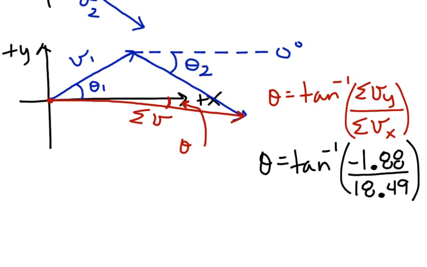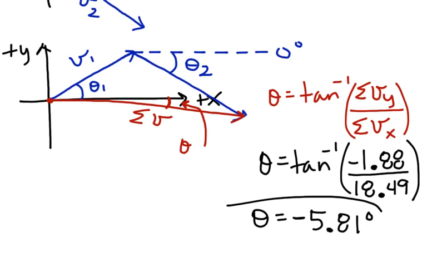So these are our values for the sum of the vertical components and the horizontal components. And plugging this into my calculator, I get a direction of negative 5.81 degrees. And that looks pretty close to what the picture is showing here in red.